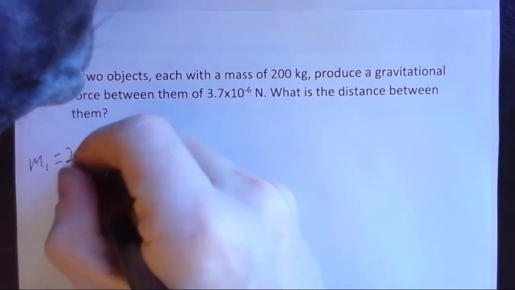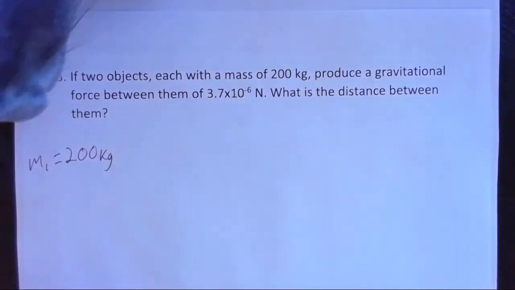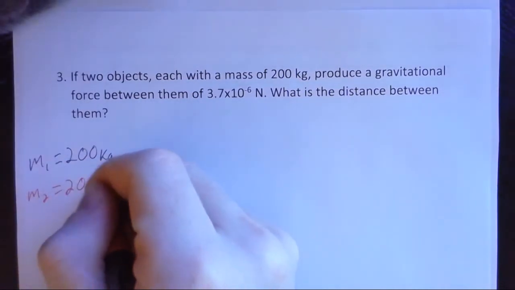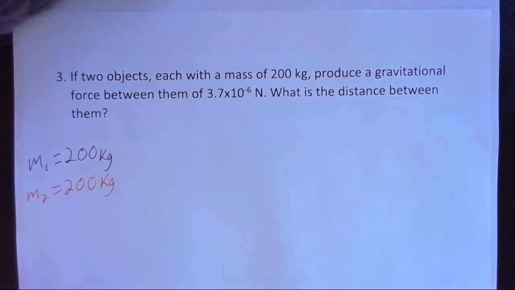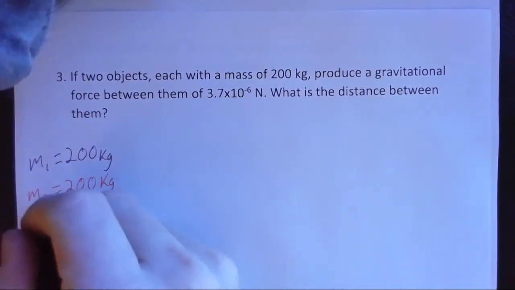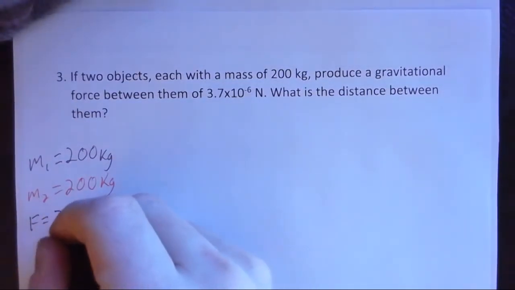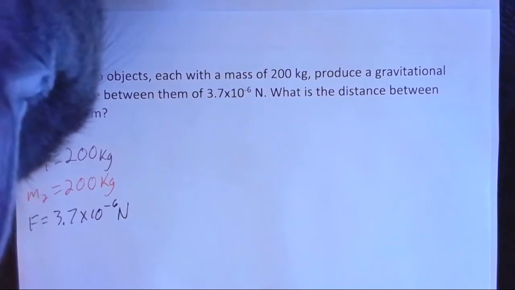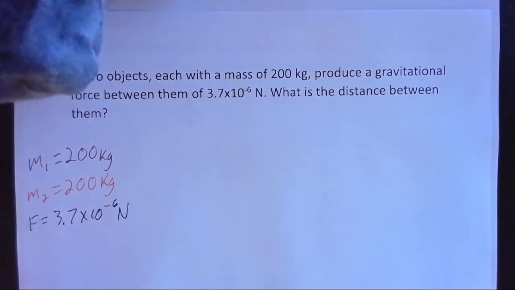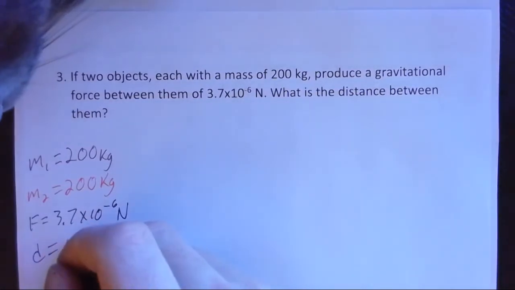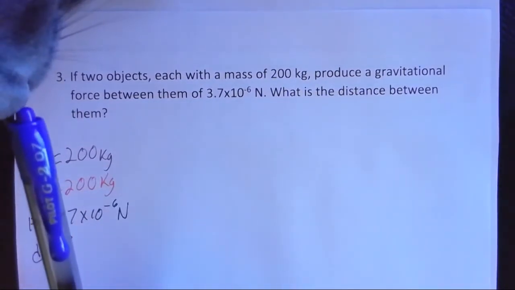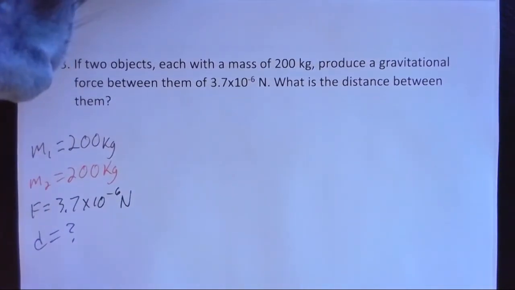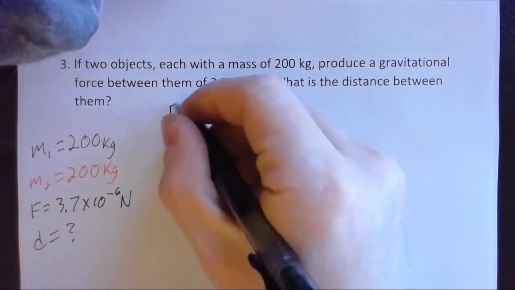Let's again begin by identifying our known and unknown variables. We know that the mass of both objects is each 200 kilograms. We'll label M1 and M2 each with these values. We also know the gravitational force between these two objects is 3.7 times 10 to the negative 6 newtons. We're solving for the distance between these two objects. Our next step is to determine which equation to use.